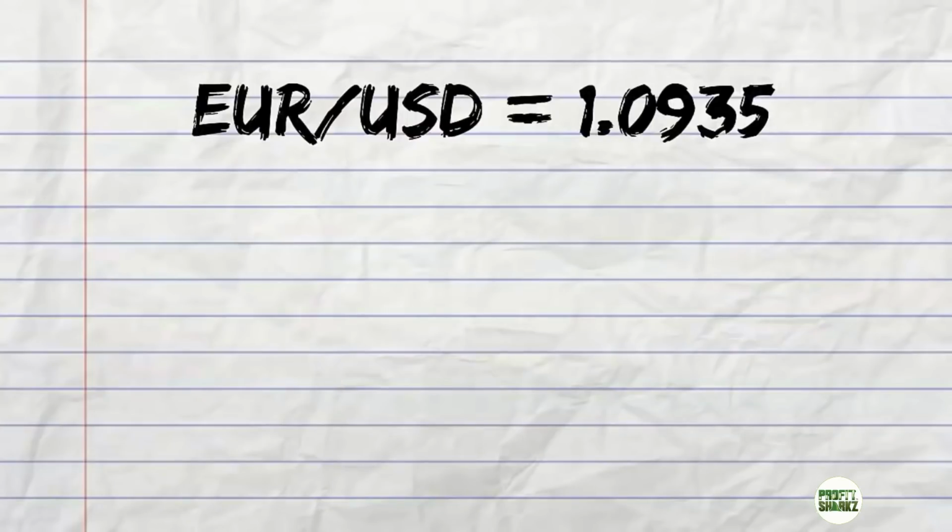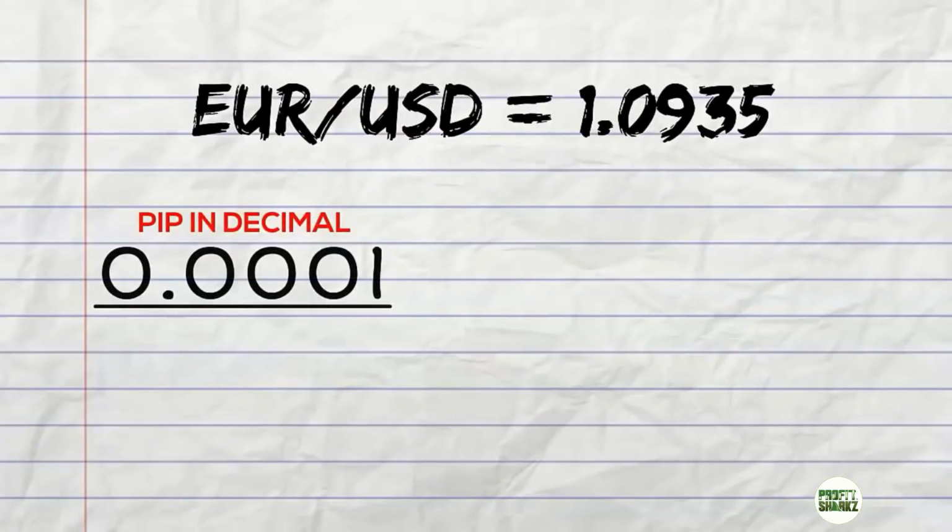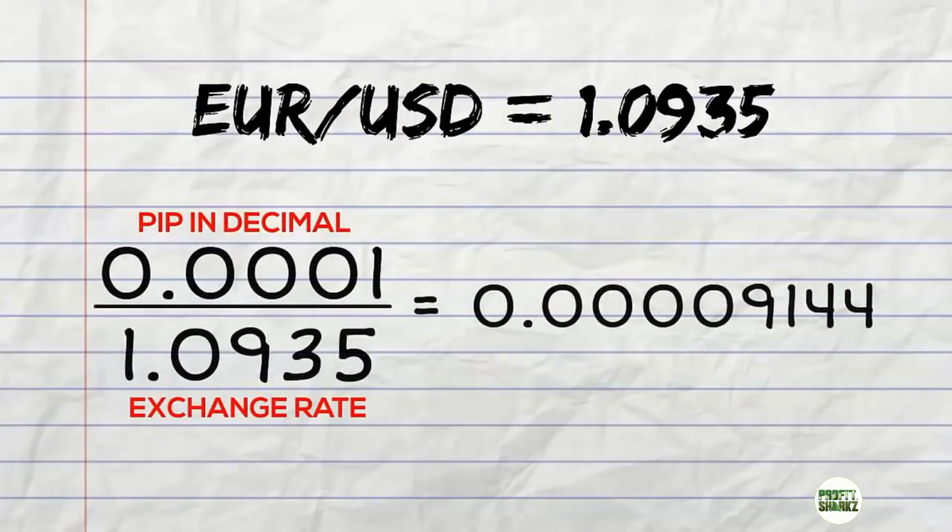Well, what you would do in EUR/USD, you have the exchange rate of 1.0935. You take the pip in decimals and divide it by the exchange rate, which would give you 0.00009144.